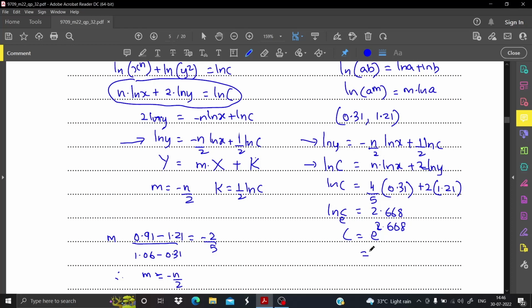In the calculator, for using the Casio FX 991 ES plus, you can simply press shift ln, so you get the e, and then you can type in that 2.668, thereby you get 14.41.